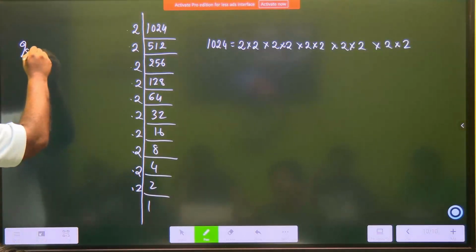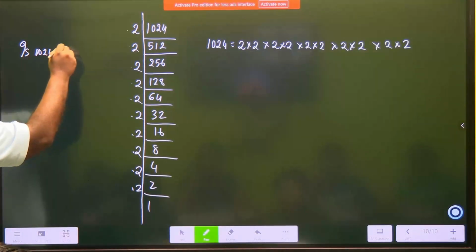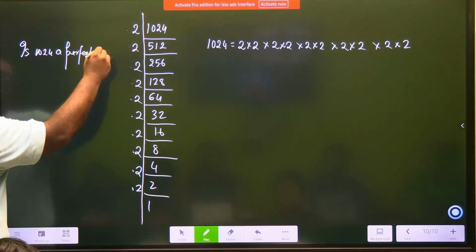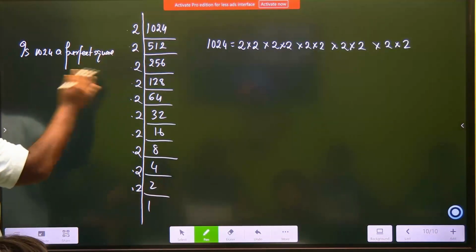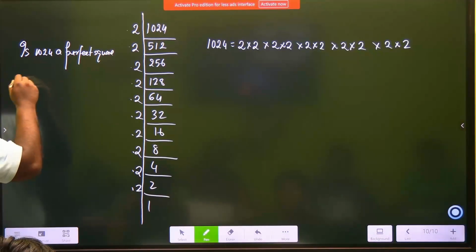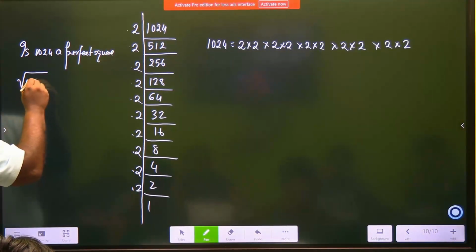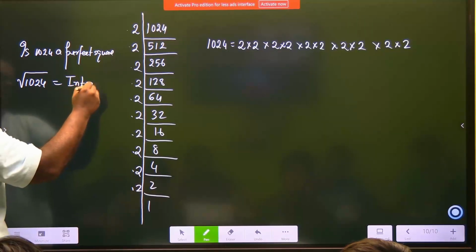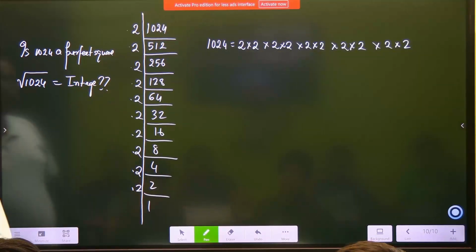Now the question somebody will ask me is, 1024 a perfect square? कोई पूछ रहा है मुझे, is this a perfect square? This was the tool, but the tool is used to do something different. Means somebody is asking, क्या 1024 का रूट करने से हमें एक इंटीजर मिलेगा? ये पूछ रहा है। Now how to find that?